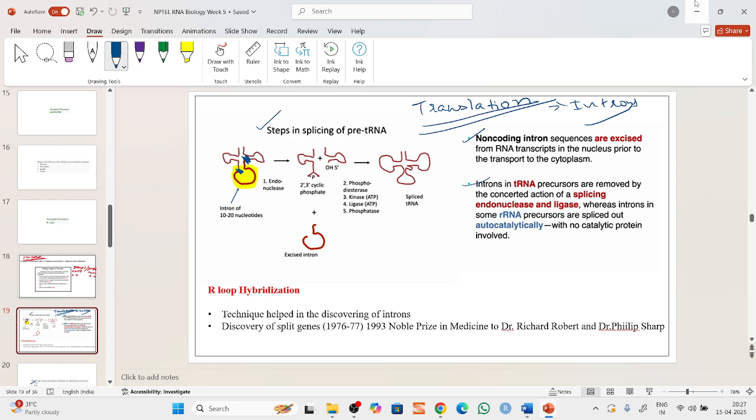Then we have studied how the splicing of tRNA is different from splicing of rRNA. In rRNA, precursors are spliced out autocatalytically. Autocatalytic splicing of precursors happens in the case of rRNA.